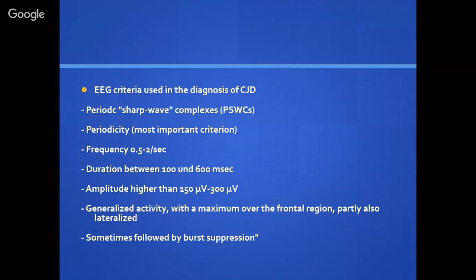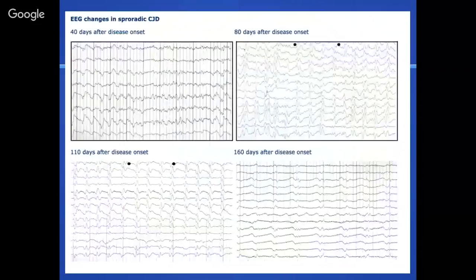All right. EEG criteria used in the diagnosis of CJD: periodic sharp wave complexes, with periodicity the most important criterion. Frequency between 0.5 and 2 hertz, duration between 100 and 600 milliseconds, amplitude higher than 150 to 300. Generalized activity with maximum over the frontal region and partly lateralized, sometimes followed by burst suppression. These are the different changes you can see with CJD: 40 days after disease onset, 80 days, 110 days, and the brain is burned out at the end.